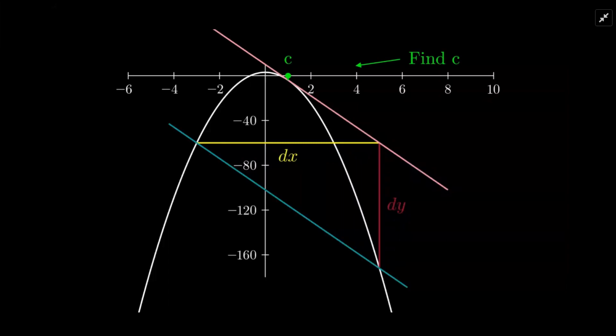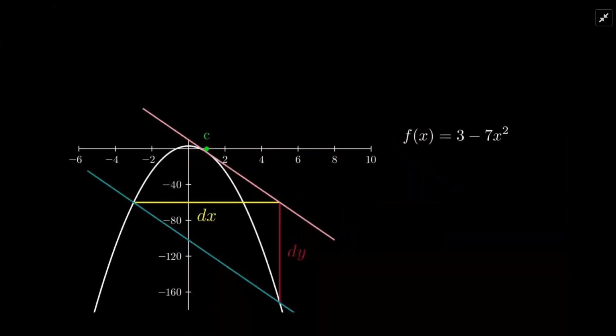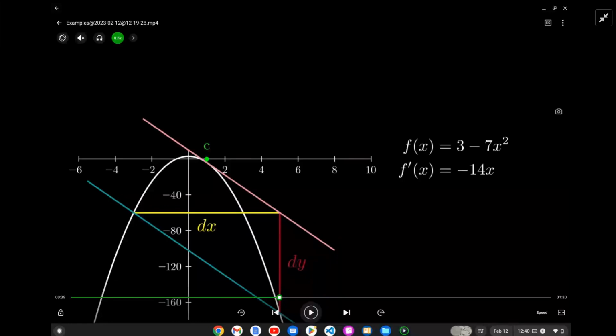Okay, here's our function. We're going to need the first derivative, which is nice and easy to get. There we go. And then I would suggest that you give it a pause here. And the first thing you want to do is get the gradient of this blue line.